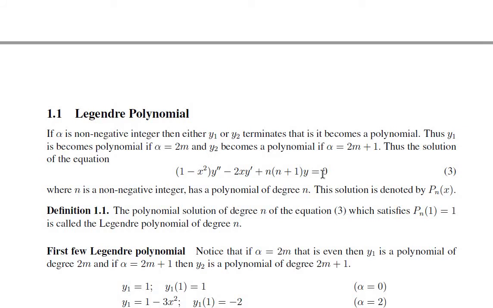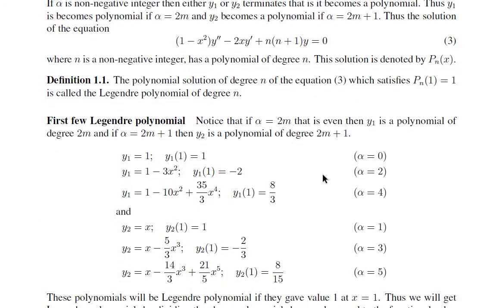Then we will get one polynomial solution, either y1 or y2. These polynomials are called Legendre polynomials, with an extra condition: they have to satisfy Pn(1) equal to 1. That is, y1 or y2 should be 1 at x equal to 1. So here we have seen the first few Legendre polynomials.